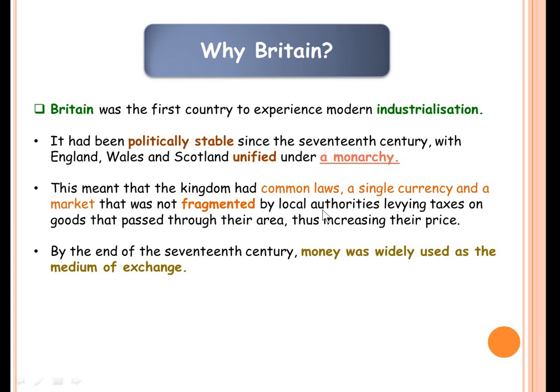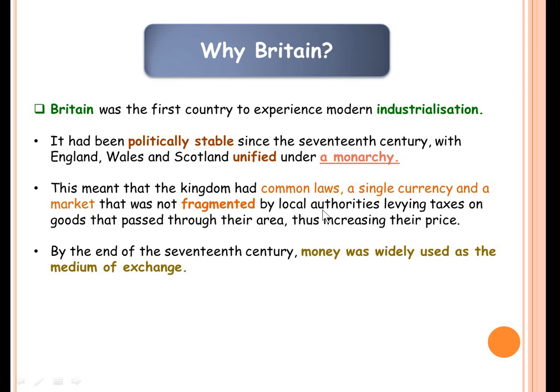Okay, so fragmentation was not there in Britain, and that is why it was very easy to implement, or they underwent these changes very fast. And the taxes were not levied by the authorities which were fragmented or anything like that on goods that passed through their area, thus increasing their price. The only person to take decision was the monarch, or the monarchy was very strict with Britain, and it was very easy to execute these kind of rules and regulations.